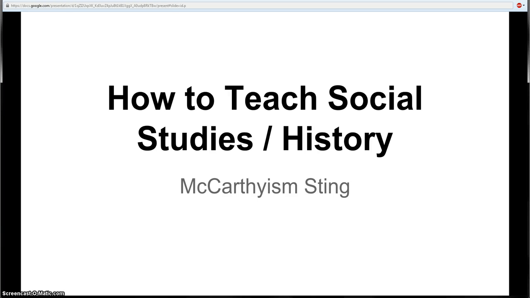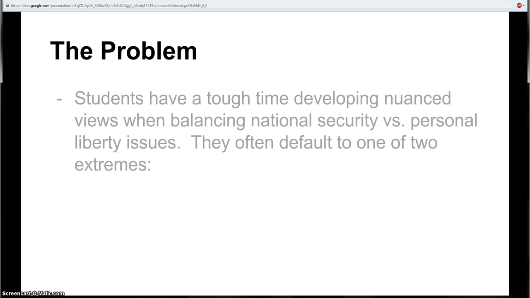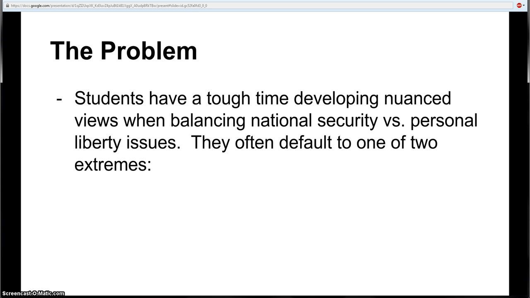This is How to Teach Social Studies, the McCarthyism Sting. So what's the problem? Students have a tough time developing nuanced views when balancing national security versus personal liberty issues.